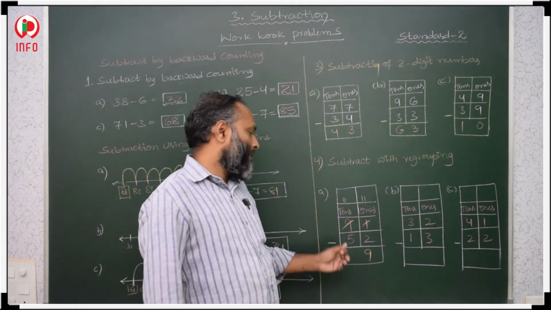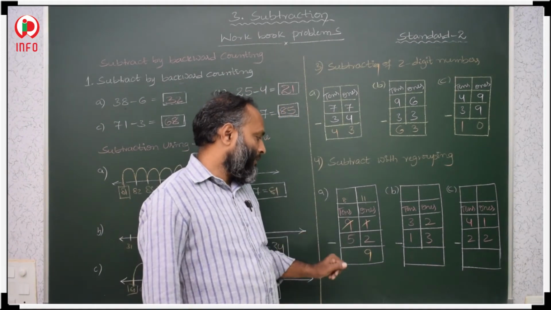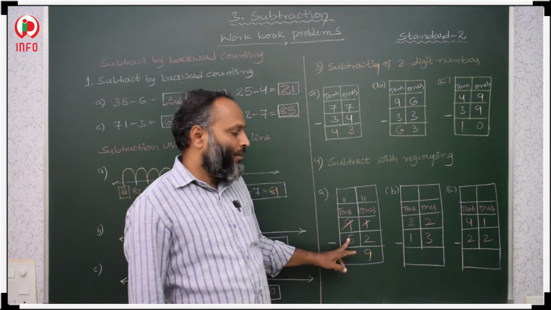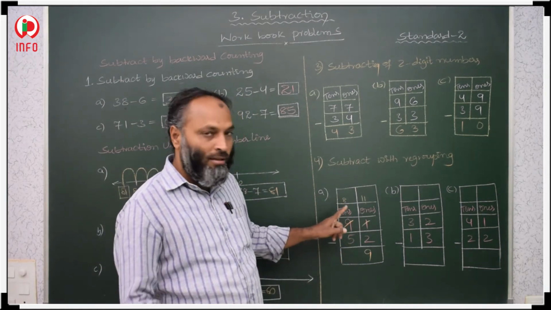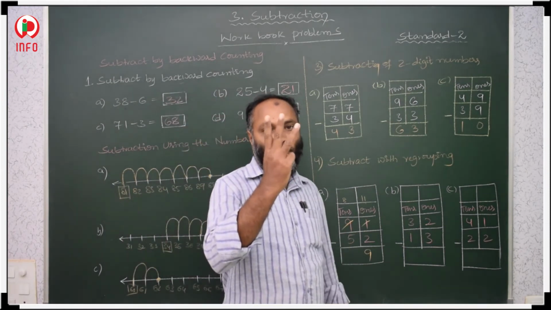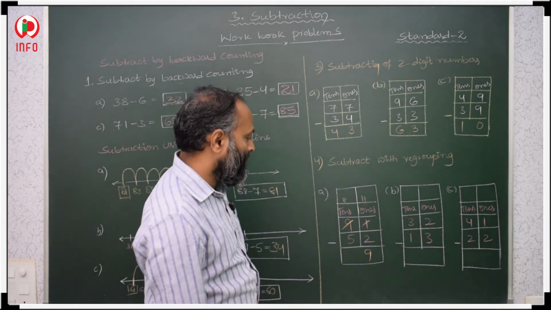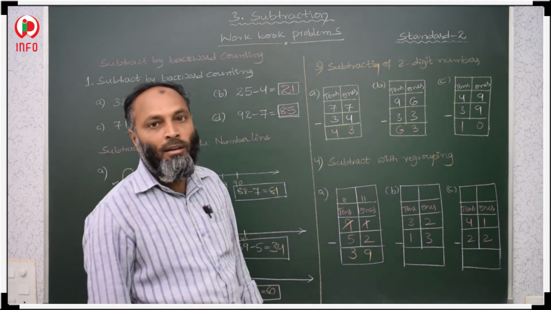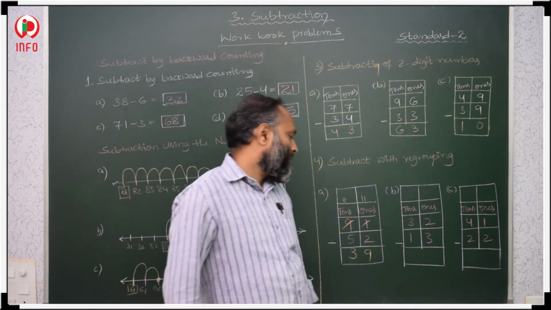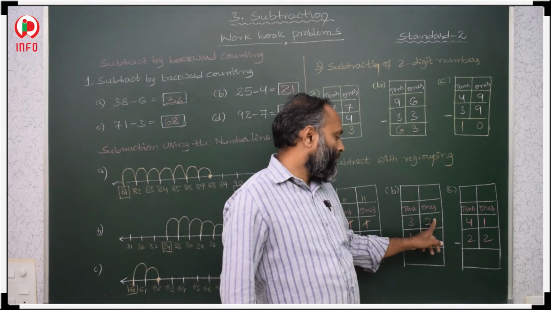Now here, 8 minus 5. How much is 8 minus 5? 5 is there here. You start counting from 6 to 8: 6, 7, 8. That is 3. 8 minus 5 is 3. So the answer is 39.